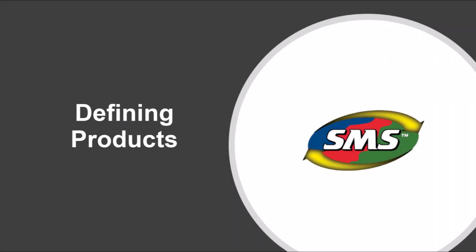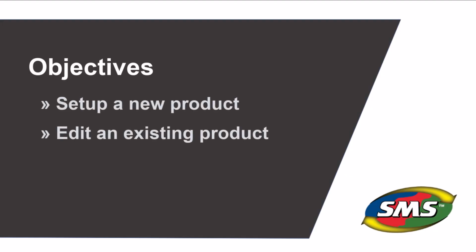In this tutorial, you will learn how to set up a new product or edit an existing product. The software allows you to create the products that are used in your operation. You can define the product name, type of product, usages, and other detailed information.